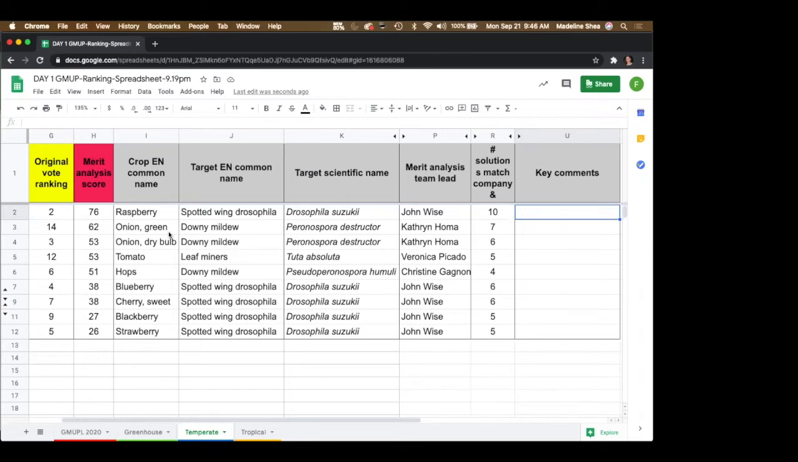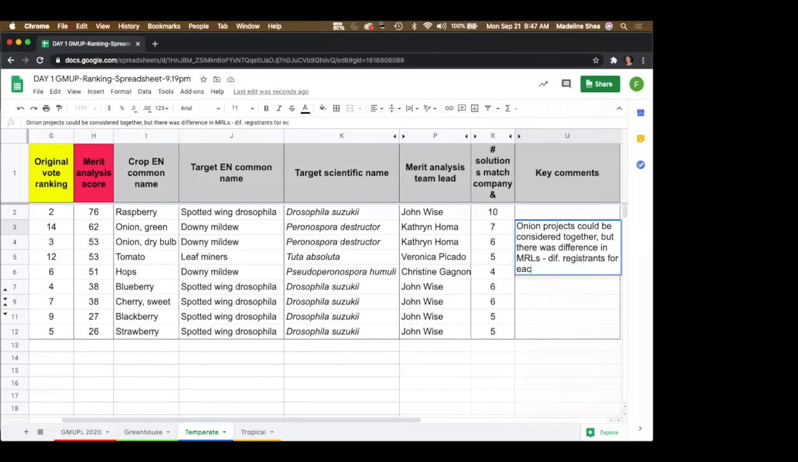This is Catherine Holman from IR4. I think for the most part, they could be considered together. There was just a difference in the MRLs for the oxythiopyperlin with the green onion versus the dry bulb onion. And that may be due to different registrants for each one. So it was a little confusing as to what was actually registered for each one. So that's why it was split out. There's a difference between Corteva and Syngenta.